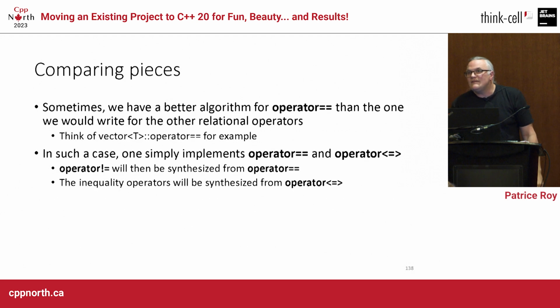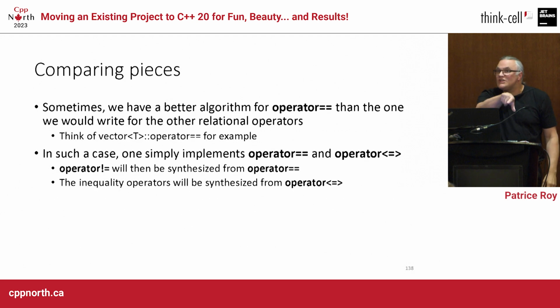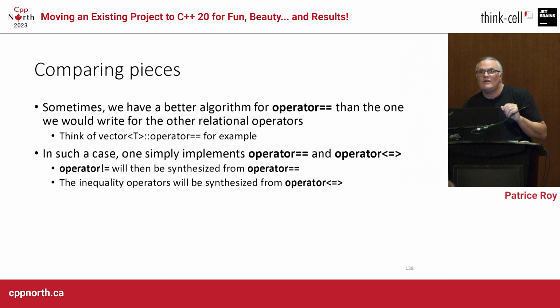Sometimes, as people have noticed, we can write equal equal more efficiently than we would write our spaceship operator. Vector is a case that was found. I think it was by Barry Revzin. He said, I can write my equal equal more efficiently than if I write spaceship for vector, because I will first take into account the sizes and not care about the rest if they're not the same size, which is not something that you will write with less than. So in that case, you write equal equal, you write spaceship. Equal equal is used for different from, and spaceship is used for the rest. So you write 2, which is much better than 6.